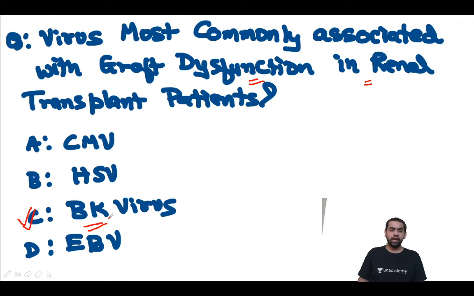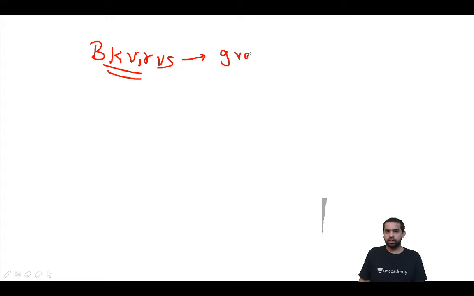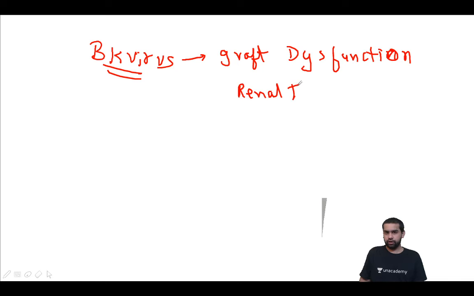So BK virus. Three things which you need to understand about the BK virus. BK virus is the one which is associated with graft dysfunction. Three things you need to remember: first, it is associated with graft dysfunction in renal transplant. Another thing you need to understand is that it can present in a dormant form.